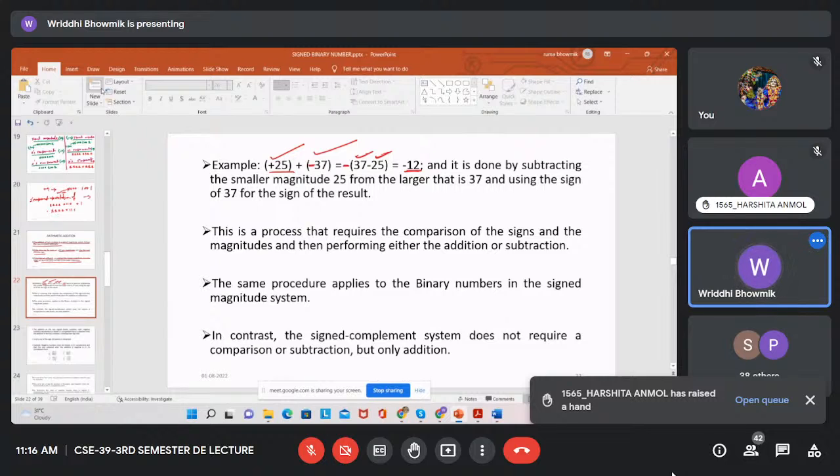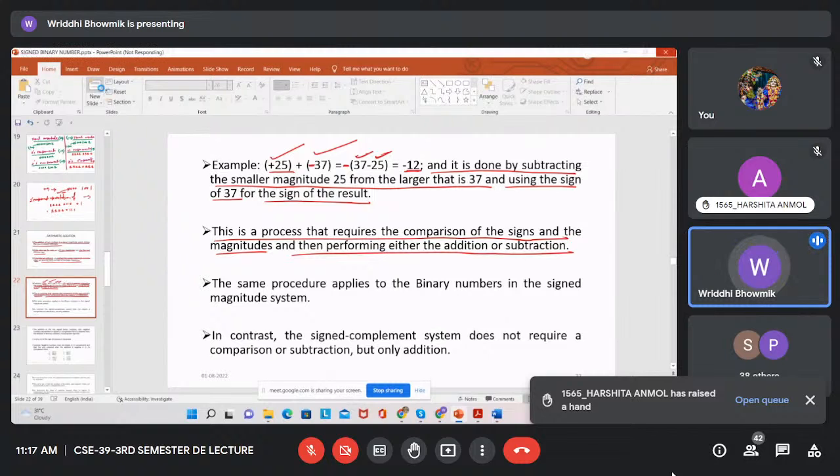A very basic thing. In class 3-4 you are doing these things, and it is done by subtracting the smaller magnitude 25 from the larger, that is 37, and using the sign of 37 for the sign of the result. This is a process that requires the comparison of signs and magnitudes and then performing either addition or subtraction. Yes, obviously it is quite true. So first you have to check the signs, check the magnitude, and then decide whether you need to do subtraction or addition.